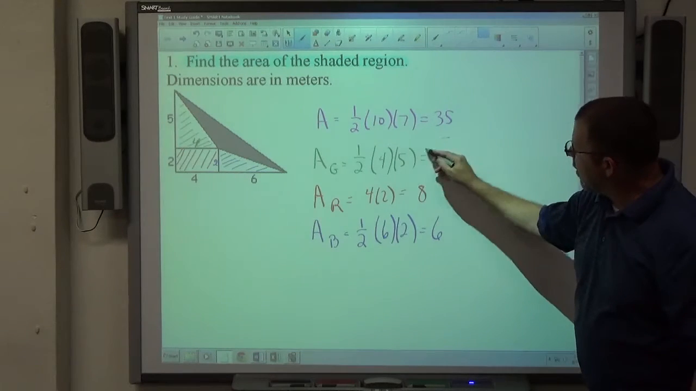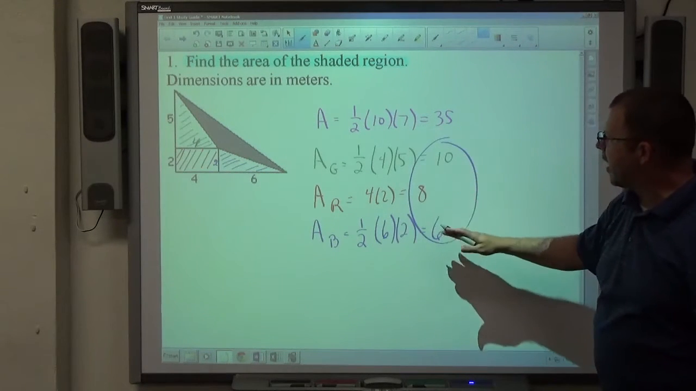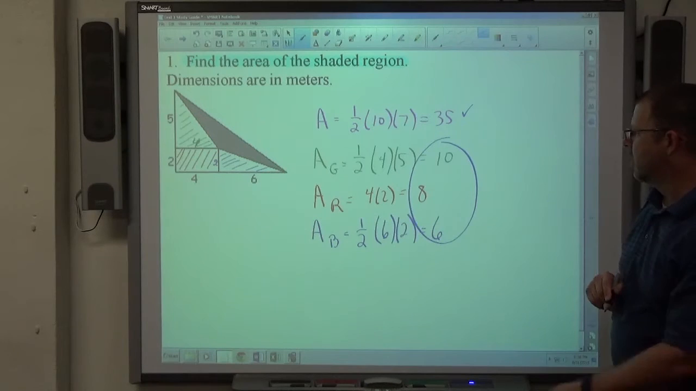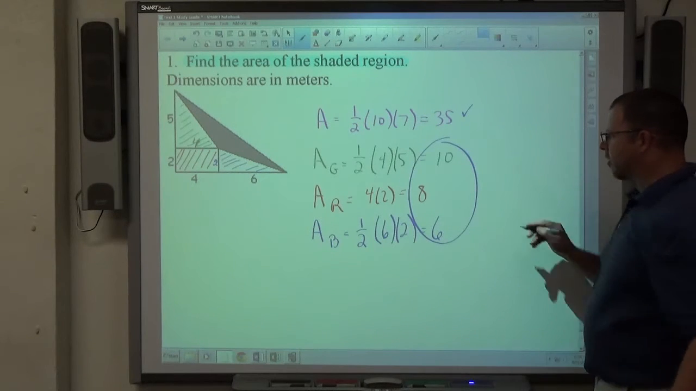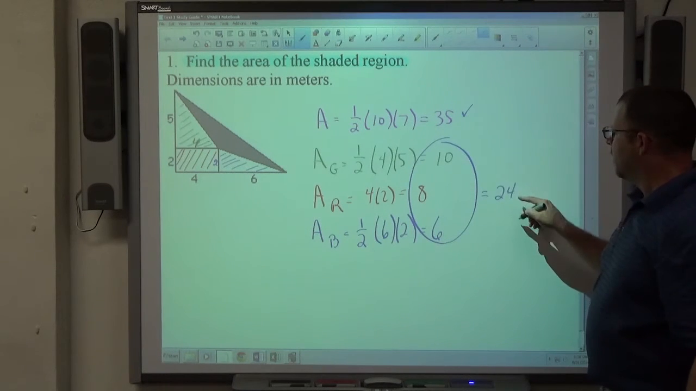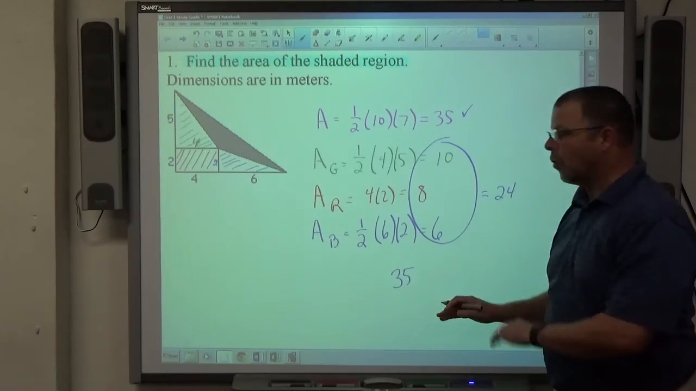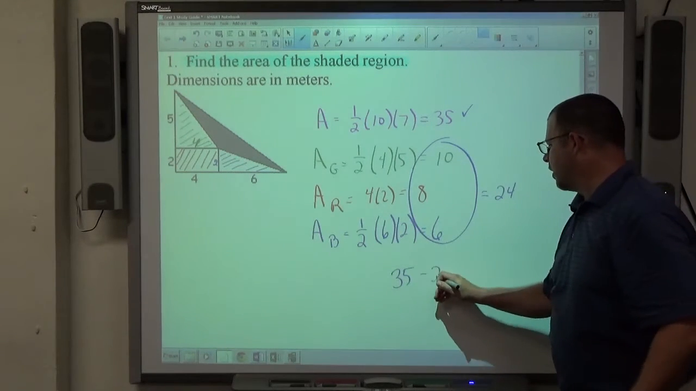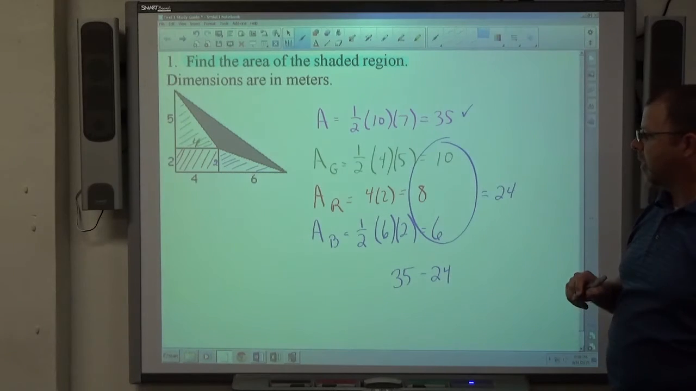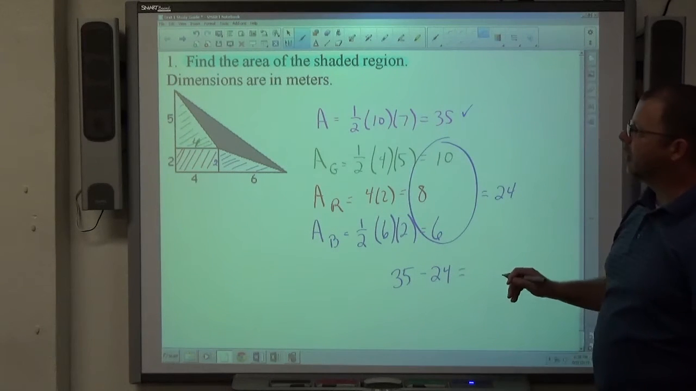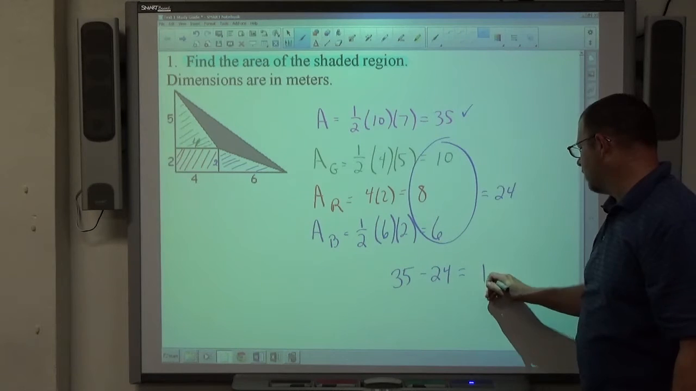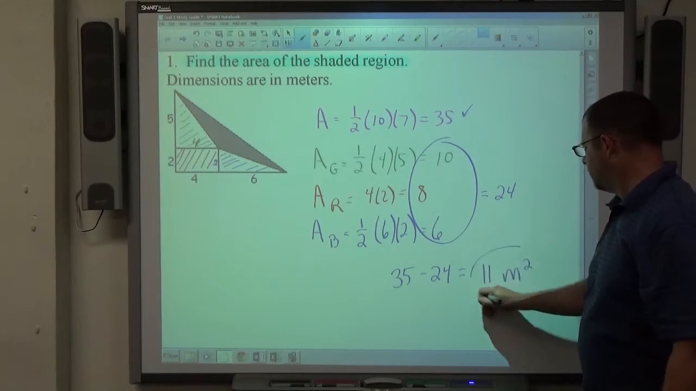So these three areas together are all being cut away from this area here. So 10, 8, and 6 make a total of 24. That's being cut away from 35. So if we do 35, the area of the whole figure, minus 24, the three pieces that are being cut out of the whole figure, we're left with the area of the shaded region of 11 meters squared.